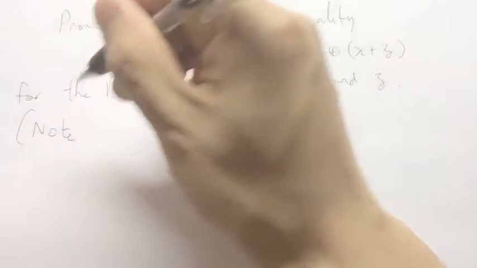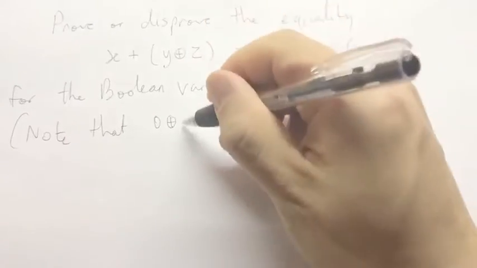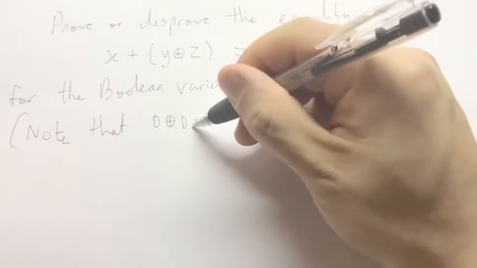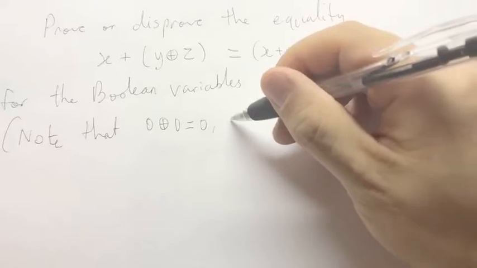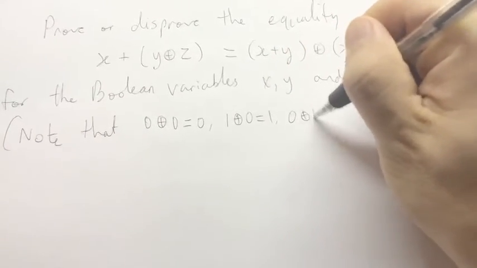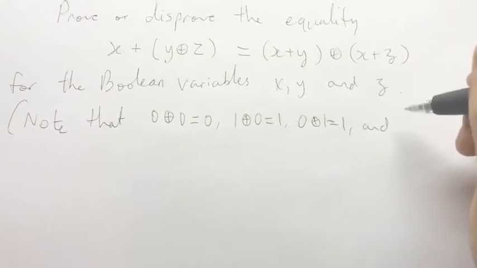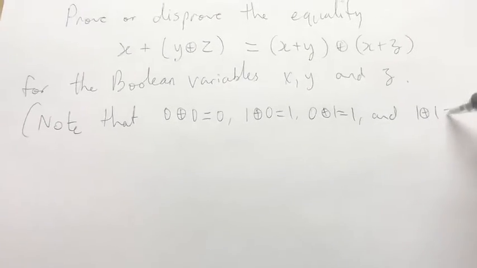Note that 0 ⊕ 0 equals 0, 1 ⊕ 0 equals 1, 0 ⊕ 1 equals 1, and 1 ⊕ 1 equals 0.